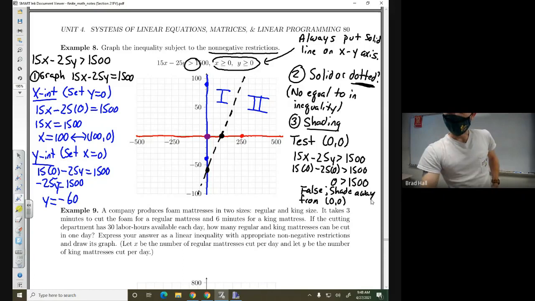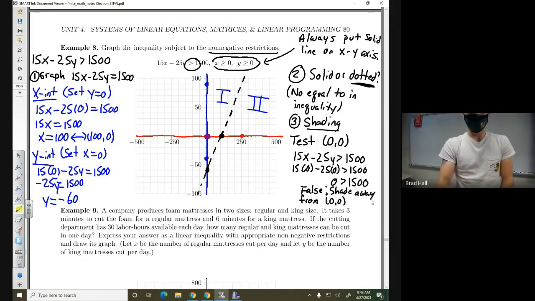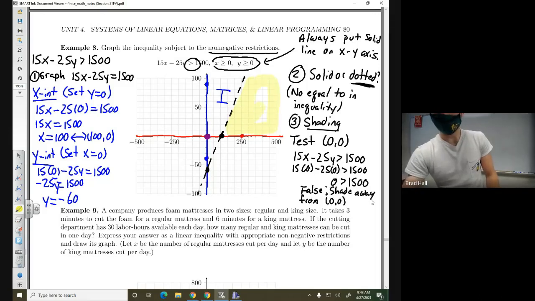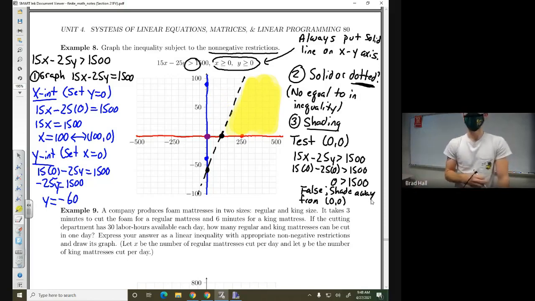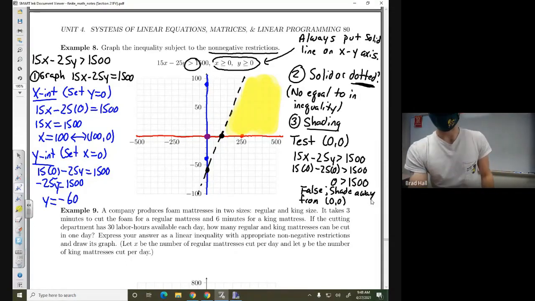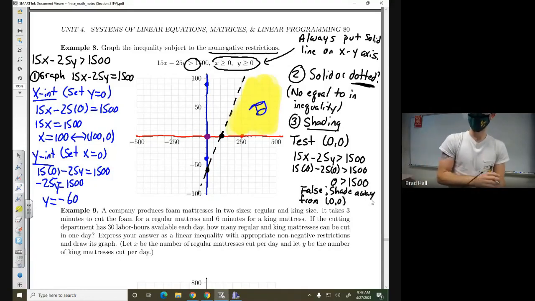So 0, 0 is right here in the center. We want to shade the region that's not touching that point, which ultimately comes down to this region over here. That's the region not touching the point 0, 0. And again, if you are interacting with the graphing tool, this is where you would pick the paint bucket and click in that region.